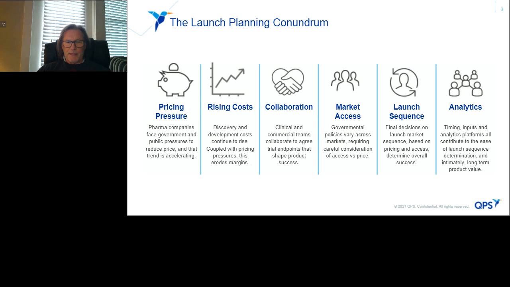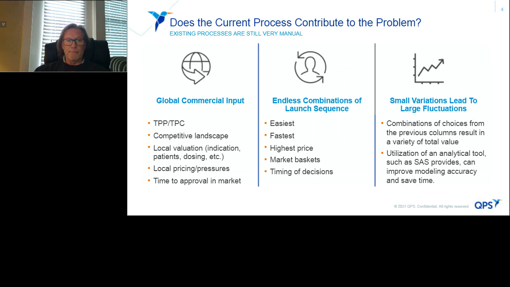And that decision will help us to better sequence that launch, identifying which countries are more important as an initial launch of a product versus others as it applies to market baskets. And that's really what we're going to talk about today: does the current process that we're working under contribute to the problem?